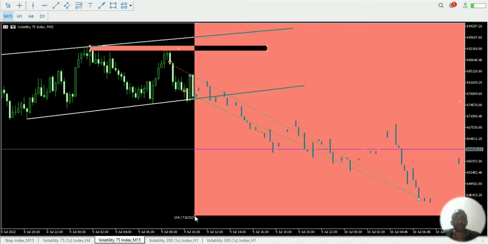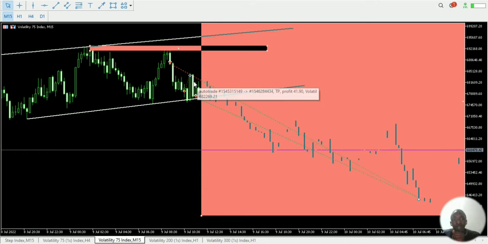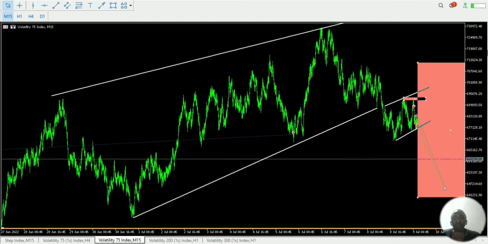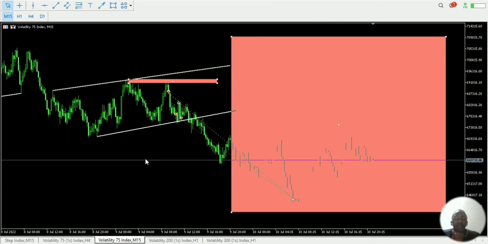I still had my one position running beautifully. So the price moved, hit my stop loss. This was a stop hunt. If you know what a stop hunt is, you'll understand what I'm talking about. And then it came back. I couldn't help myself, took a position again. Now I had two positions running. Guess what happened? The price moved.